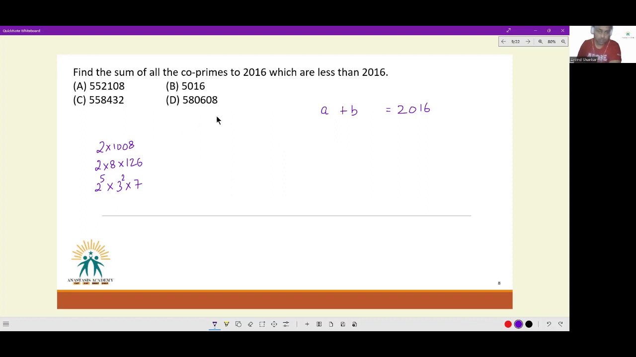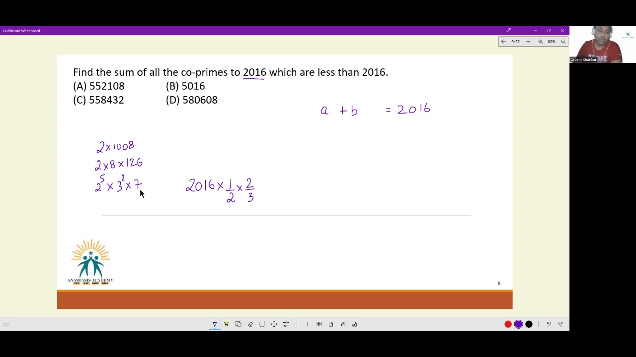Now, finding out the number of co-primes under 2016, not the sum right now. See, because 2016 is divisible by 2, all the numbers divisible by 2 will not be co-prime to 2016. So how many numbers will not be divisible by 2? Half of them. 2016 is divisible by 3 also. So how many numbers will not be divisible by 3? It will be two-thirds of the numbers.